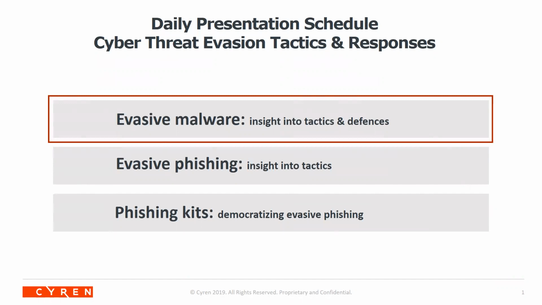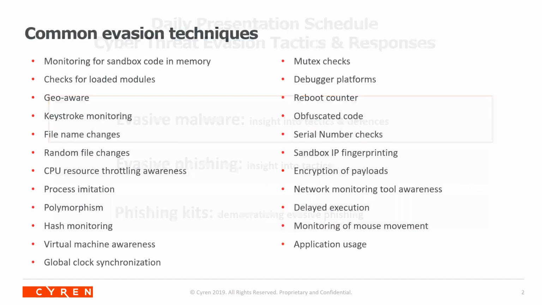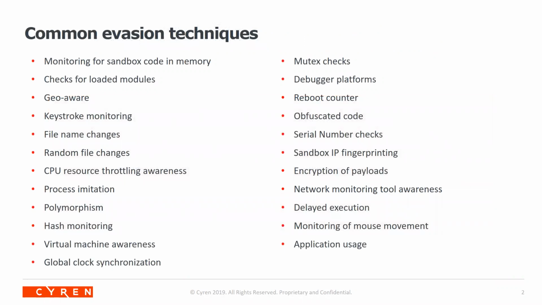The first covers evasive malware tactics and how you can defend against them. Malware authors have used evasion tactics for years. Here are some examples. One of the earliest is polymorphism. To evade detection by signature-based AV engines, viruses change their code ever so slightly as they spread throughout the network.